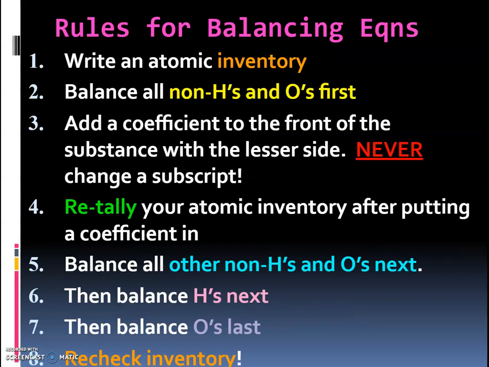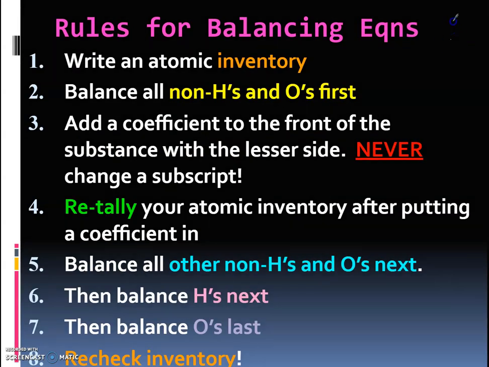Okay, please star, circle, highlight these rules right here. These are a great guide to making sure that you balance out all your equations correctly. So first things first, you always write that inventory. Sometimes you're going to start off by actually making a physical inventory list, and eventually you'll be able to do it just by looking at the equation.